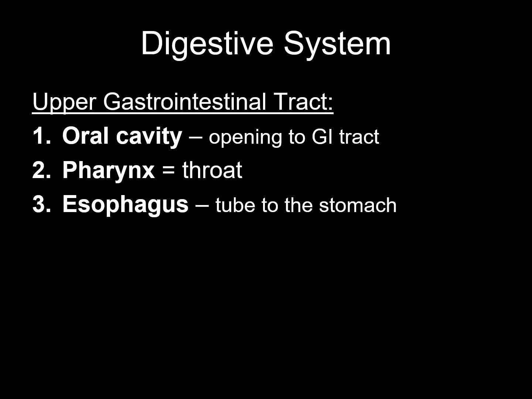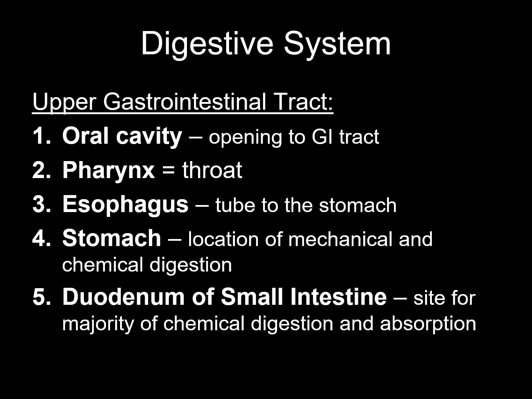And then the esophagus is pretty much similar to the trachea. It's our tube down into the stomach, just like the trachea is the tube down into the lungs. And then we have the stomach, which is where we really start mechanical and a lot of chemical digestion of the food material that we eat.